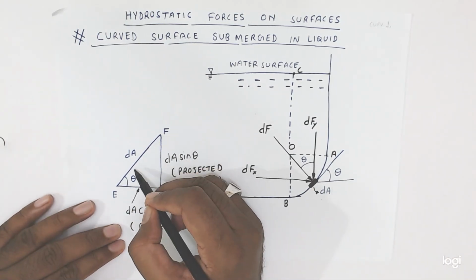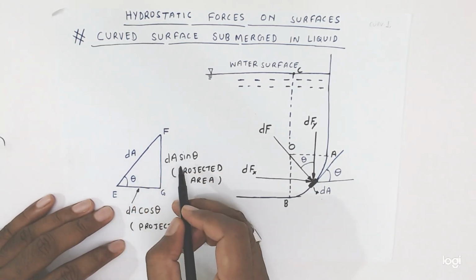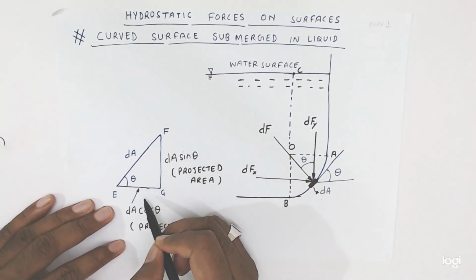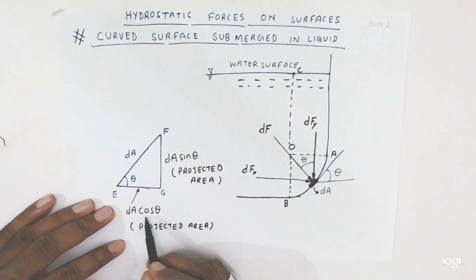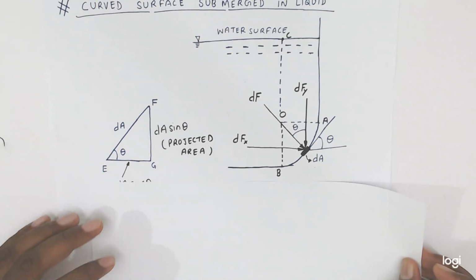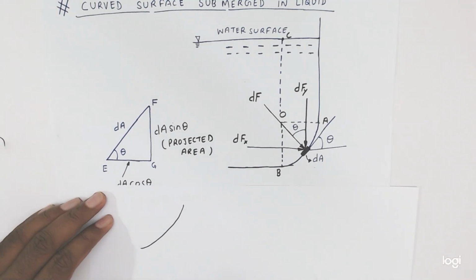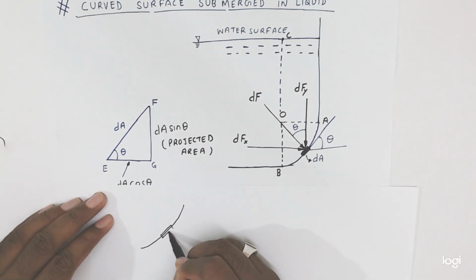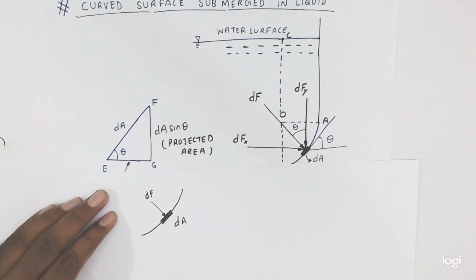So we will take an enlargement part. This is dA, and we will divide this area into vertical surface and horizontal surface. So the vertical surface is equal to dA sin theta, and the horizontal surface is equal to dA cos theta. Let's see how much force is working on this; we will do the analysis. This is the curved surface, and this is the small element, area equal to dA. Now friends, the force dF is working like this on this element.